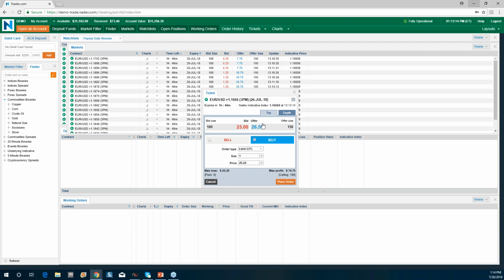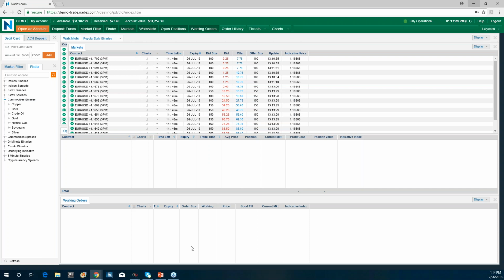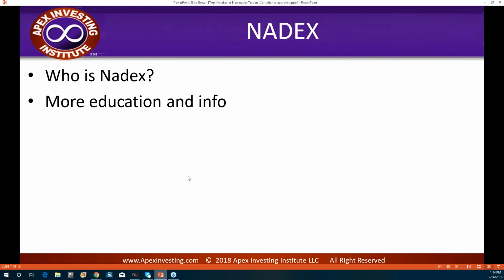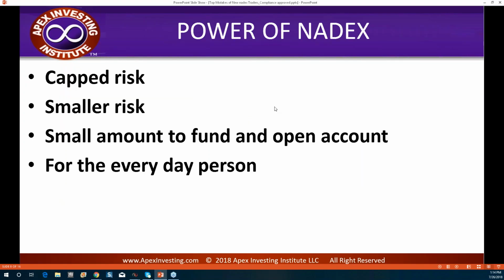Up front, you cannot lose more than that, no matter what. Okay, and that's huge. All right, big old flash crashes, you're not worried about that. You're not sweating that. All right. Now, what are some other things that are very, very attractive about Nadex?